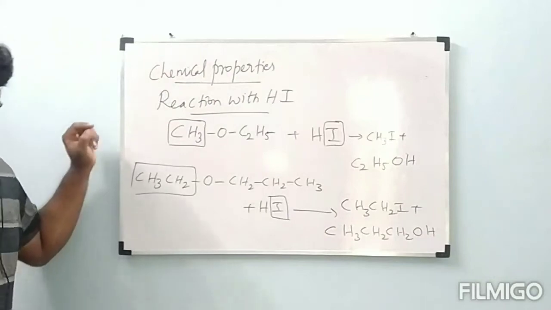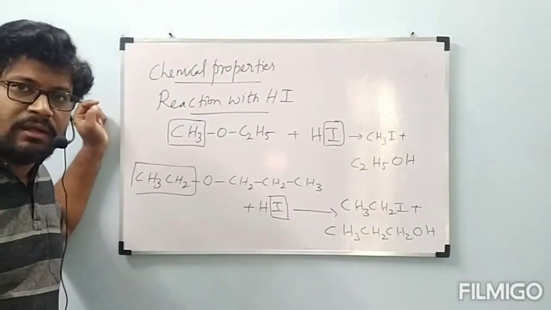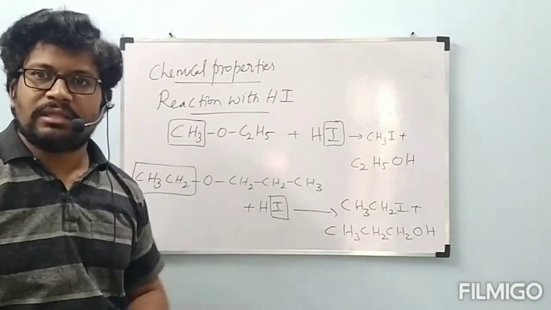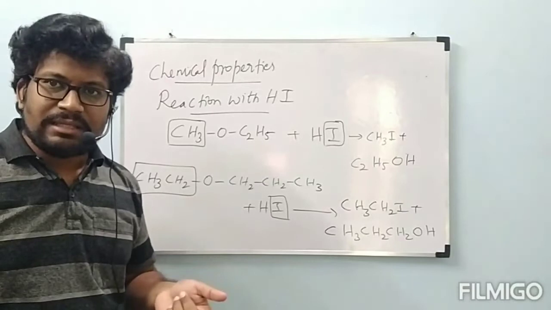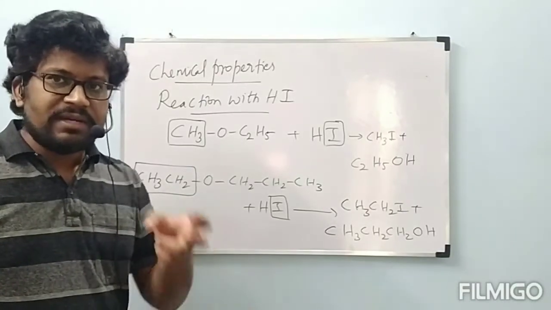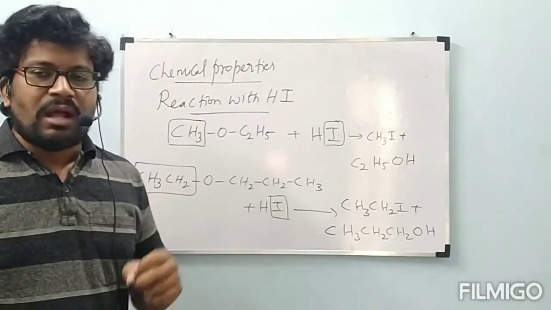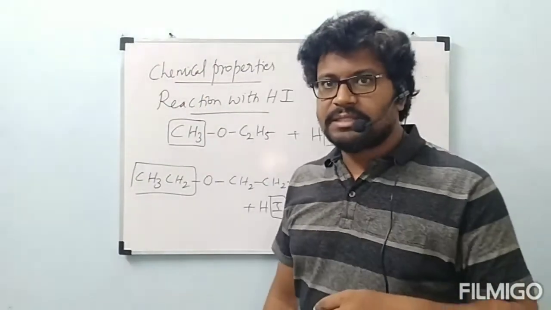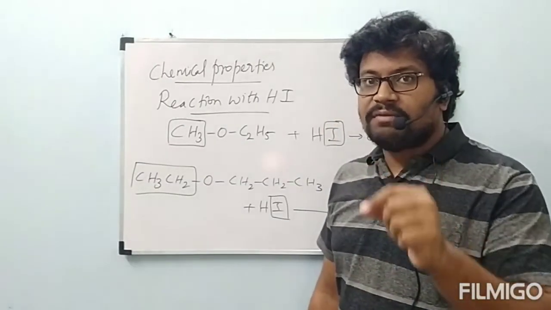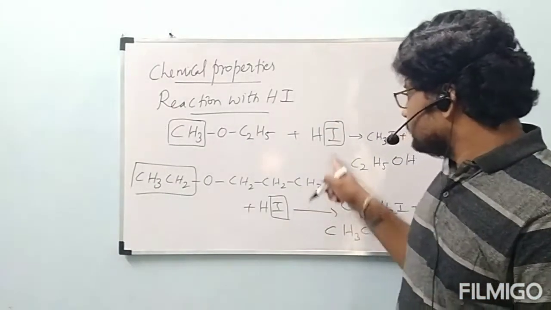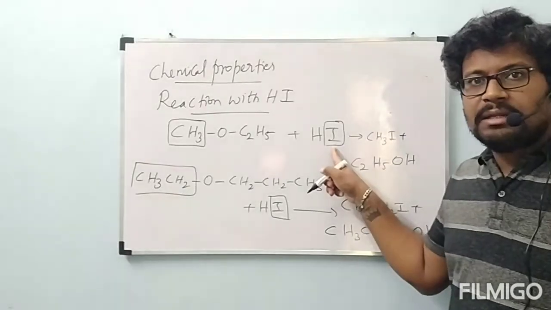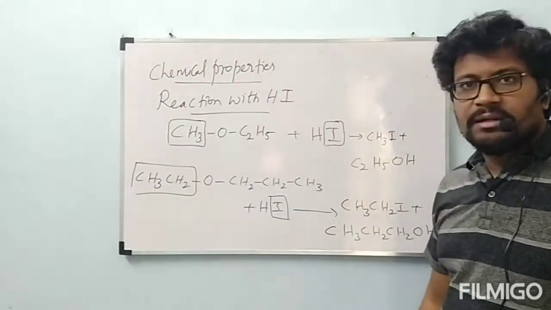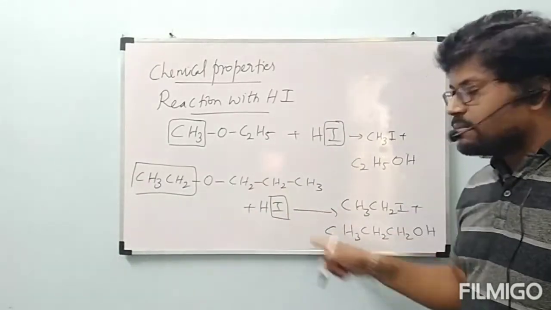In this way, we have to identify the major product formed when an ether reacts with HI. When an unsymmetrical ether reacts with HI, out of the two alkyl groups, one alkyl group definitely has fewer carbons. That alkyl group with fewer carbons will be bonded with iodine, and the other carbon chain with oxygen will form an alcohol.